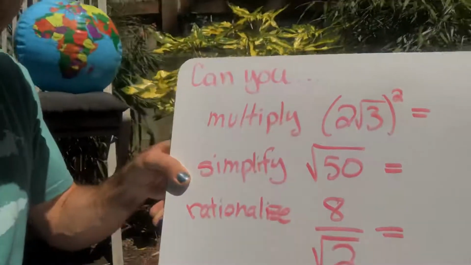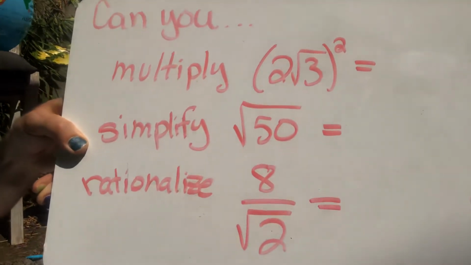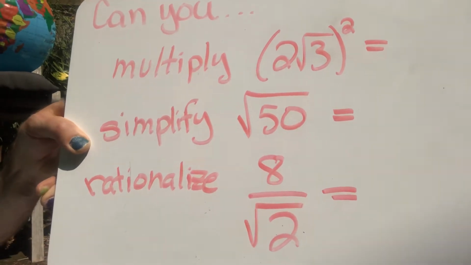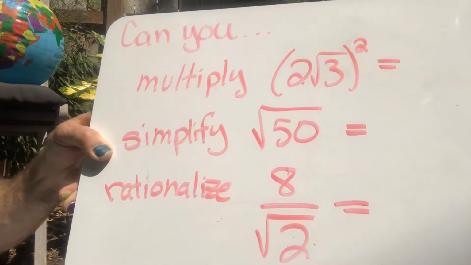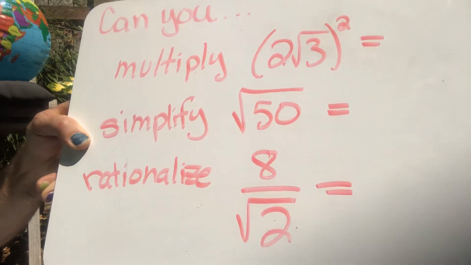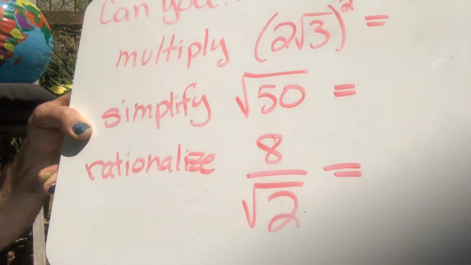We're doing trigonometry. I'm looking at my agenda here. Module 6 is right triangle trig. I think in this whole week, there's only one proof. That's awesome, but there are also some things that might give you some difficulty because we're getting into a little bit more algebra stuff. So can you do any of these? Can you simplify 2 radical 3 squared? Can you simplify the square root of 50 and rationalize 8 over the square root of 2?